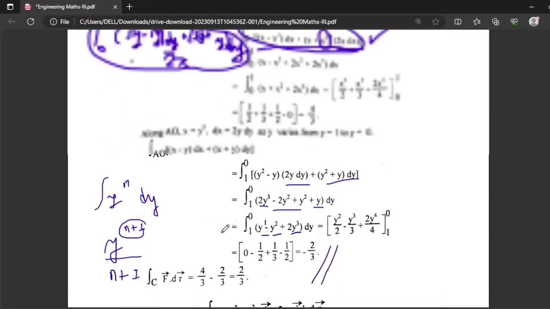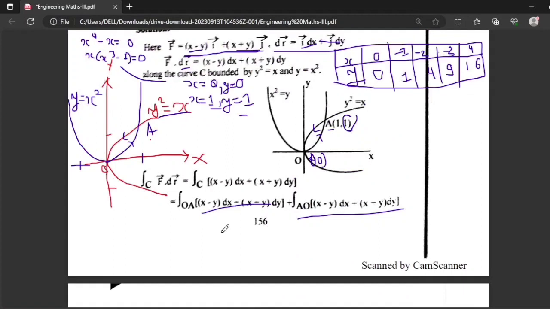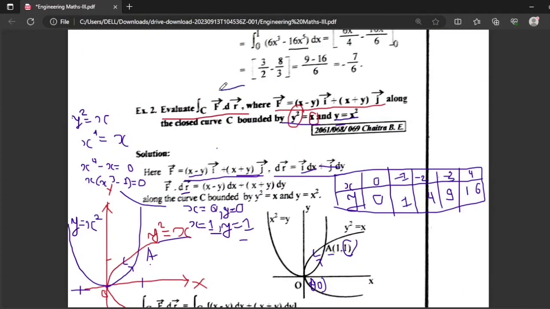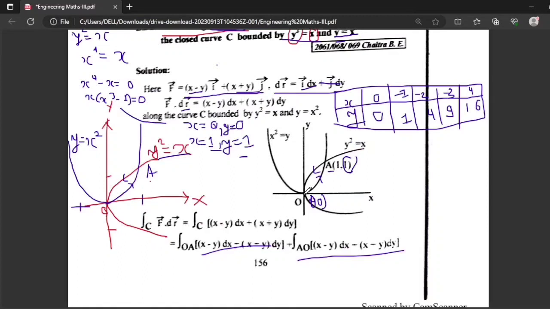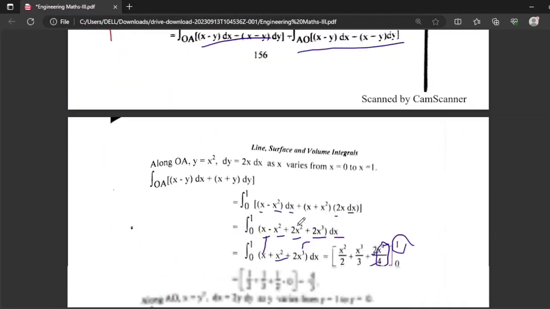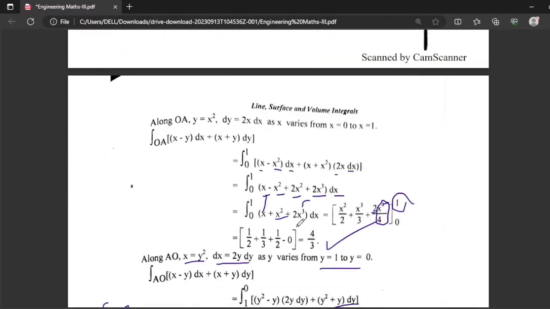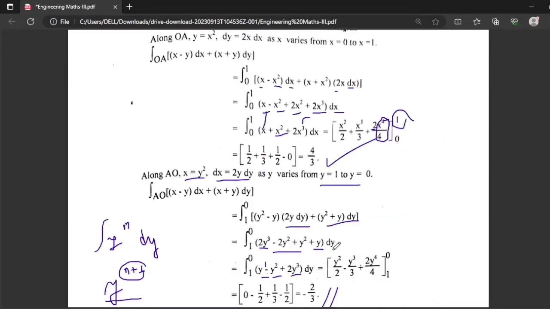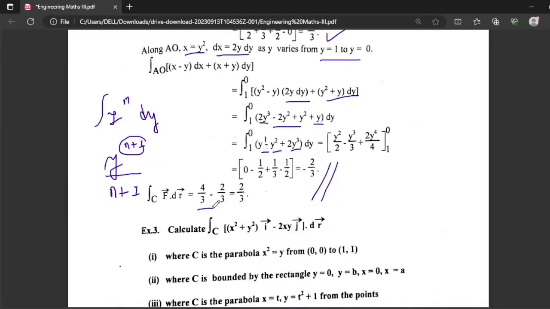So this is also the work done. The total work done is from O to A and A to O. From O to A it is 4 over 3, and from A to O it is negative 2 over 3. So simplifying we get 2 over 3.